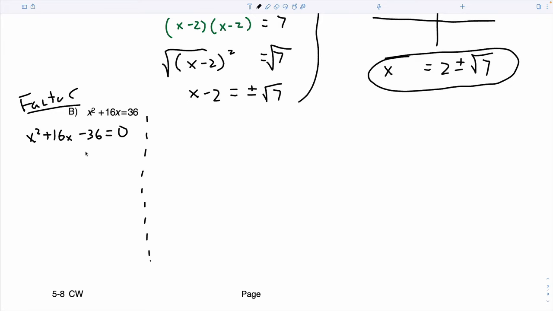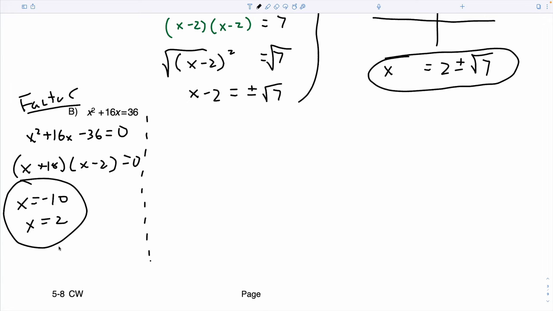3, 2, 1. Can I factor this thing, silent hands? Sarah, what factors do you get? X plus 18, x minus 2. If you multiply those, you get negative 36. 18 minus 2 is 16. So this method factors and it works. If you had this on the test and you were asked to solve it, you should definitely do that. This took about 30 seconds for me to think about and then jot it down.